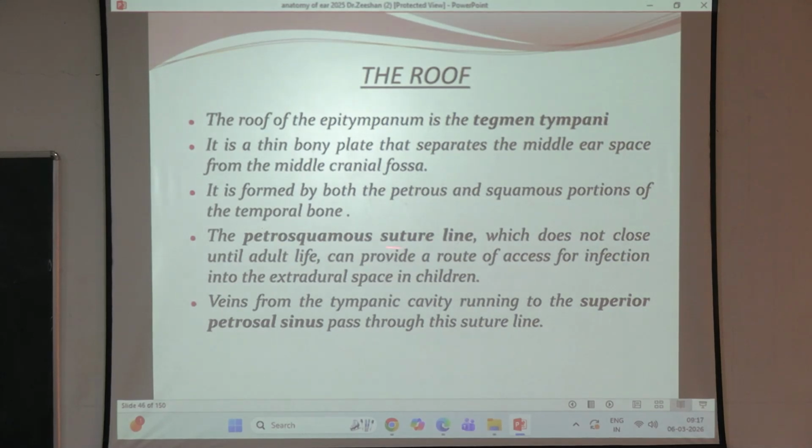The petrosquamous suture line, which does not close until adult life, can provide a route of access for infection into the extradural space in children. So this is the applied anatomy. That suture line is not closed during childhood, and it may provide a route for infection to the extradural space. Veins from the tympanic cavity running to the superior petrosal sinus pass through this suture line.